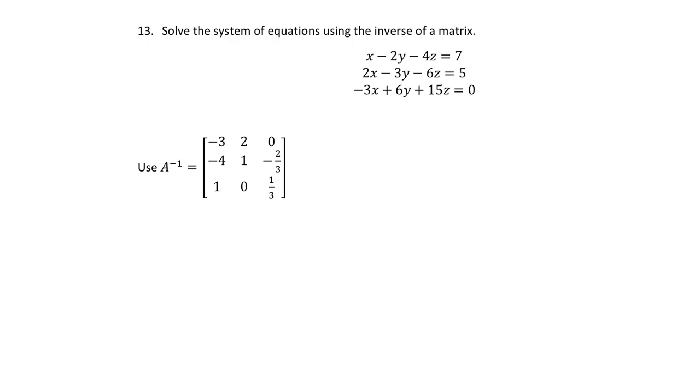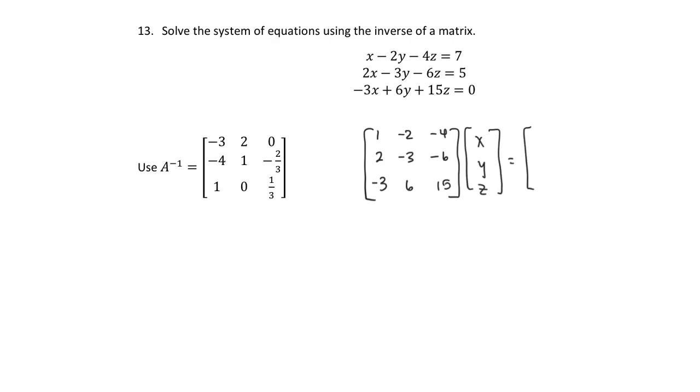Okay, so we're solving using the inverse of a matrix. They've already given us the inverse we're supposed to use. So the matrix equation: I'm going to form a matrix of just the coefficients. And then we have the variables. And then we have these three constant values after the equal sign.